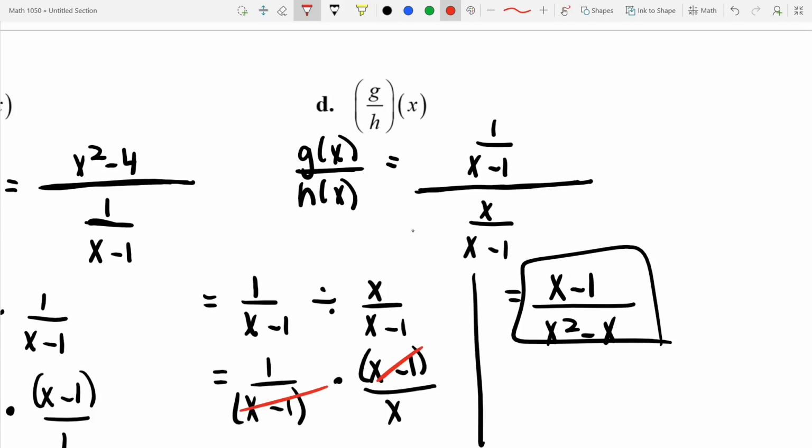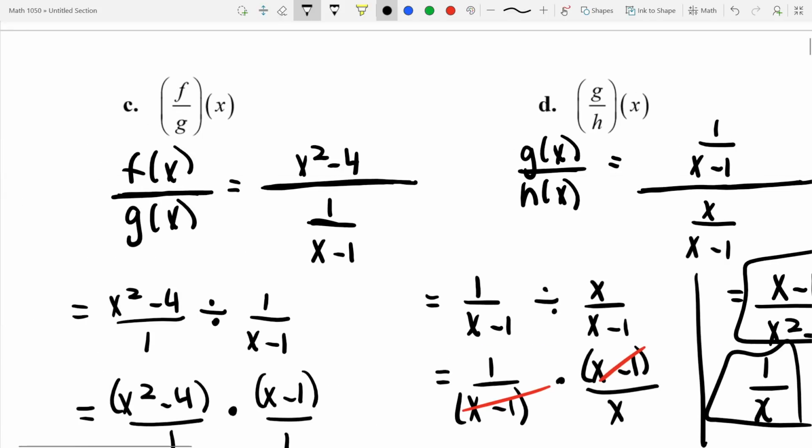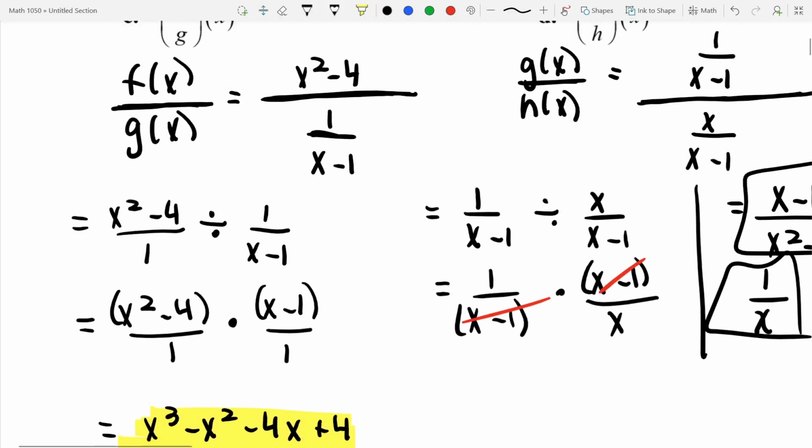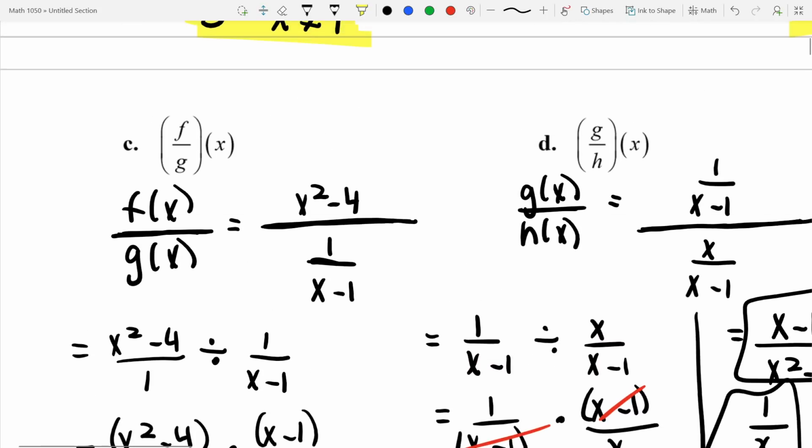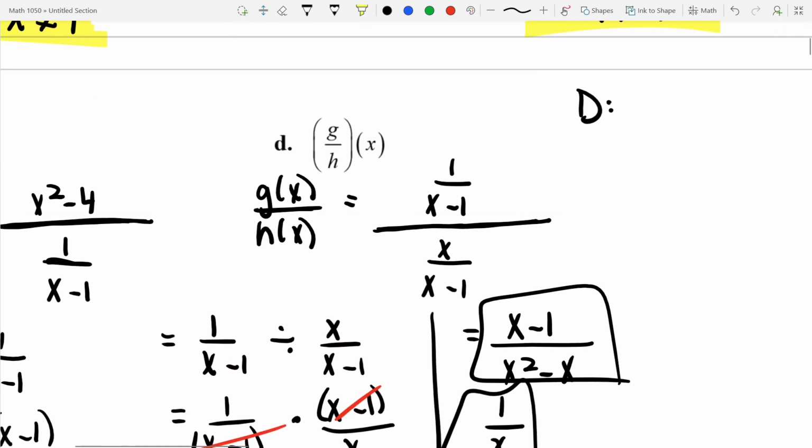So you actually must simplify those out, and so then your final answer is 1 over x, and you're done. Okay? Find the domain. The domain actually, let me look right here for 2 seconds. I messed up. So glad I caught that. Let me do domain on D, and then I'm going to go back to C, okay?